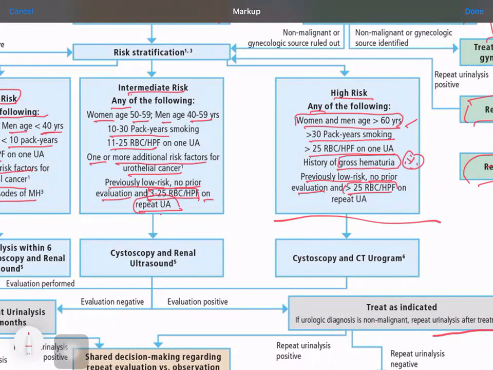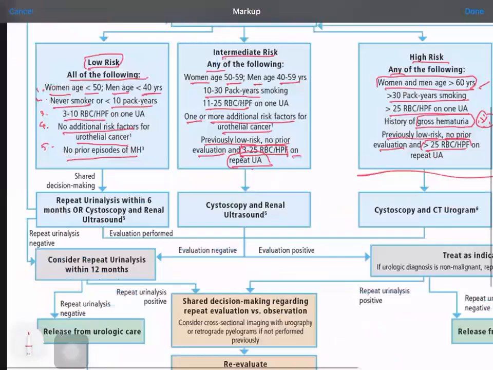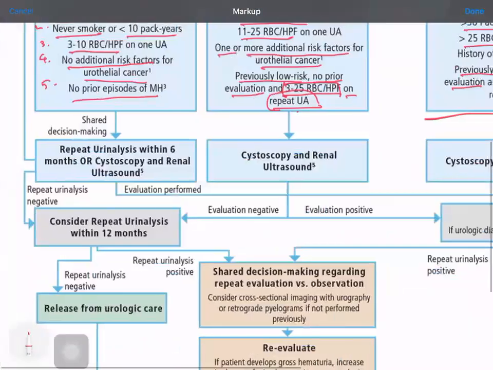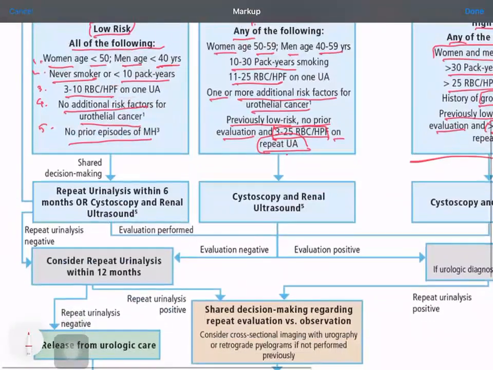So if the patient is low risk, what are we going to do? We have to do shared decision making. What they are saying is we have to decide whether to repeat the urine analysis within 6 months or to go directly for imaging.